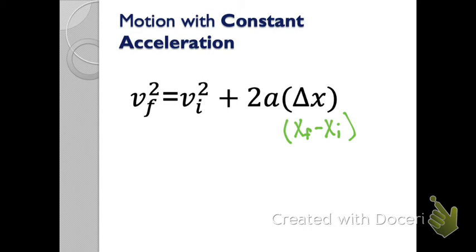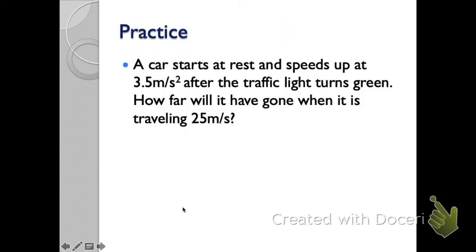Let's go ahead and try a problem with this equation here. Okay, a car starts at rest and speeds up at a rate of 3.5 meters per second squared when the traffic light turns green. How far will it have gone when it is traveling 25 meters per second? Okay, so let's start breaking down these variables a little bit. It tells me it starts at rest. What's that give me? Initial velocity. Yep, VI would be 0.